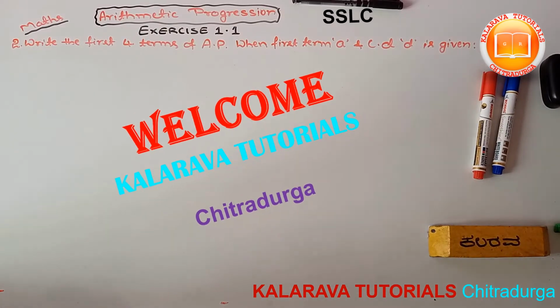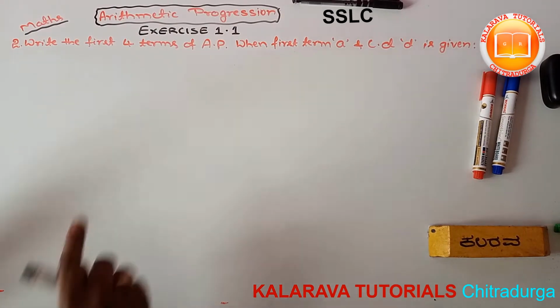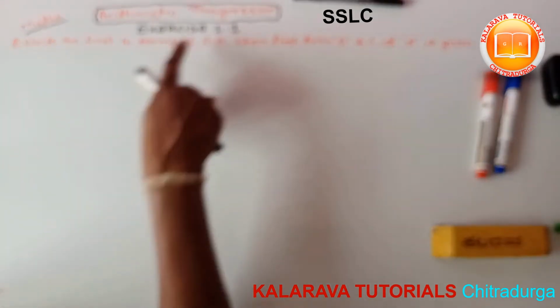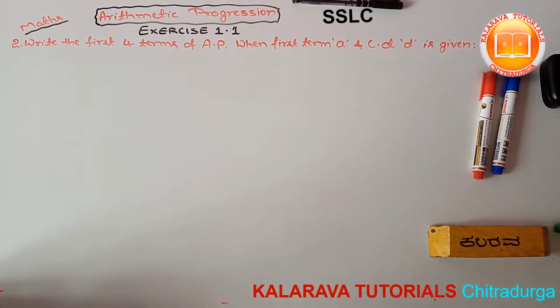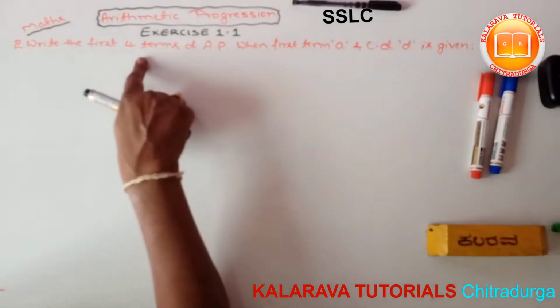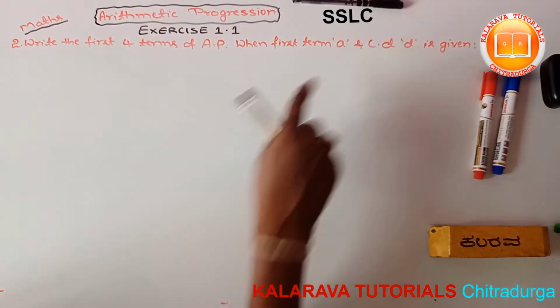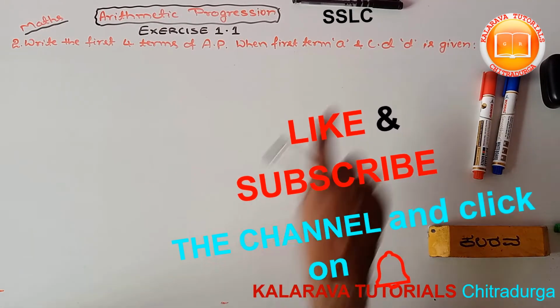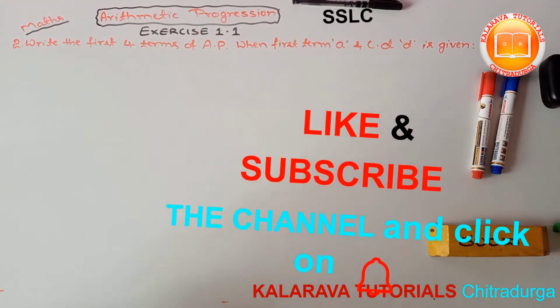So in the previous videos, we solved the first part of exercise number 1.1. Today in this video, we will solve the problems related to the second one. In the second one, they have given: write the first four terms of the AP when the first term A and common difference D are given.